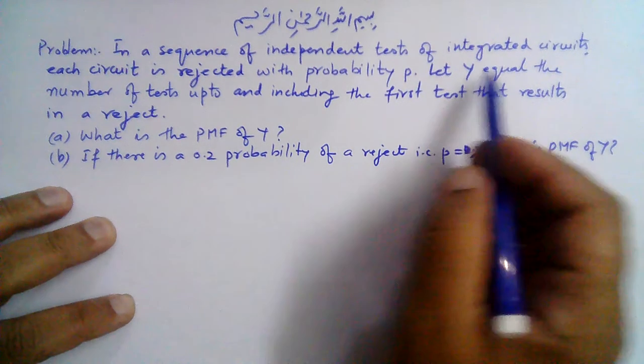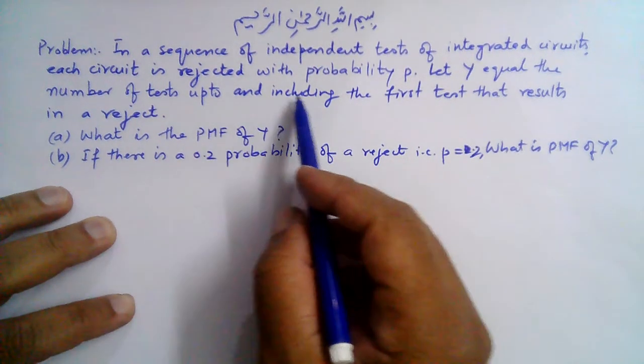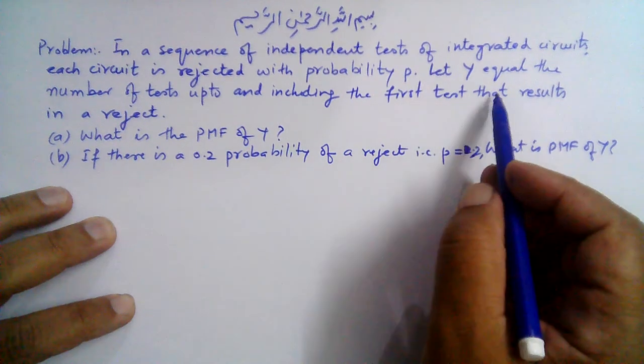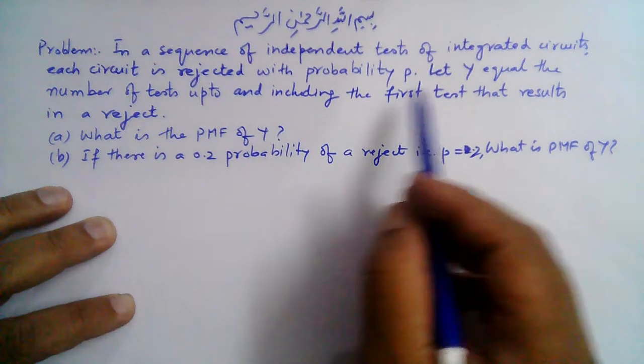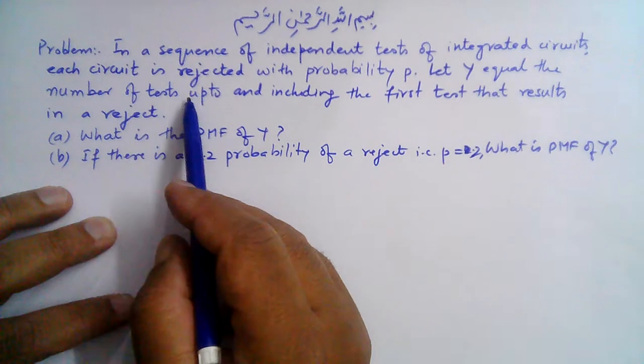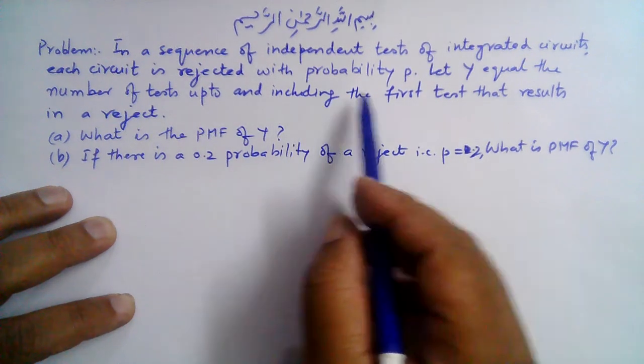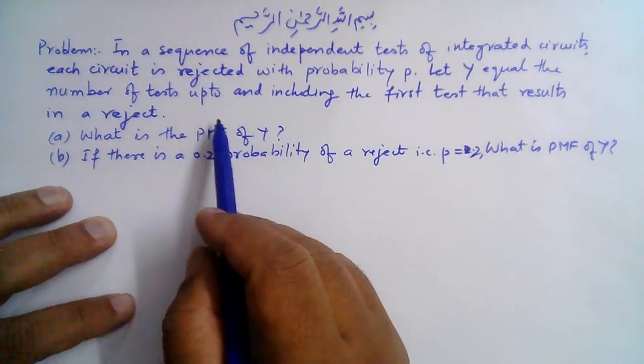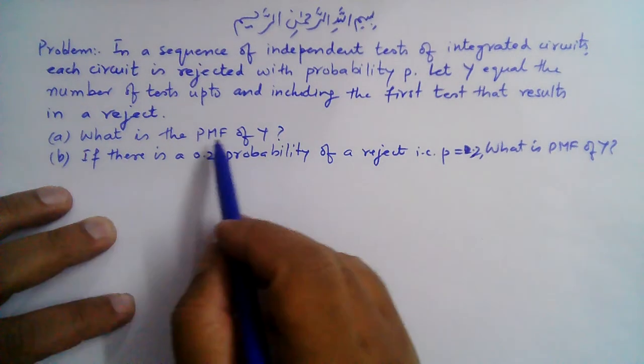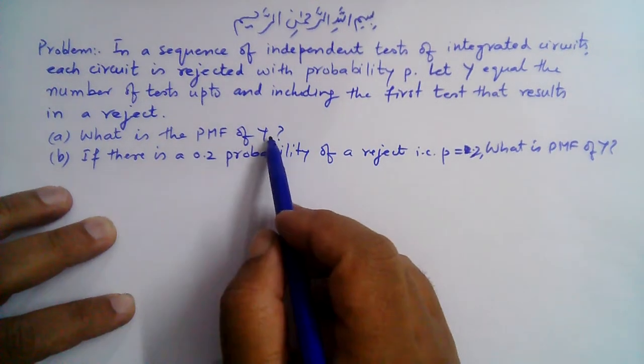In a sequence of independent tests of integrated circuits, each circuit is rejected with a probability P. Let Y equal the number of tests up to and including the first test that results in a reject. Y is the number of tests up to and including the first test that results in a reject, right? So part A, what is the PMF, probability mass function of Y?